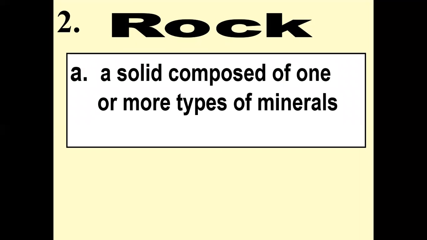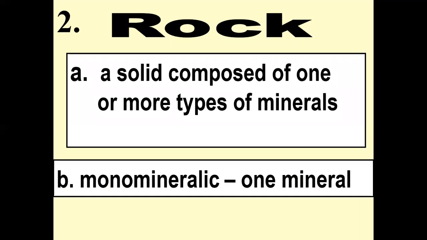Okay, rocks. Rocks are a solid. Again, if it's not a solid, just double check where you are, composed of one or more types of minerals. And I like to think of a rock as kind of like a cake. A cake needs ingredients. A rock needs one or more types of minerals. So the minerals are the ingredients to the rock, making up these different types of rocks like we talked about.